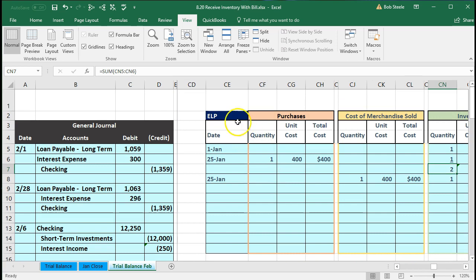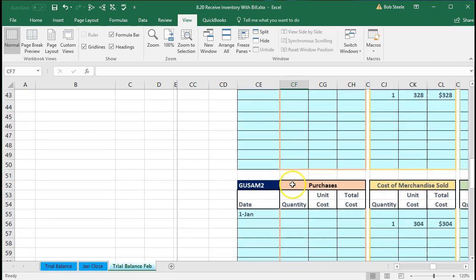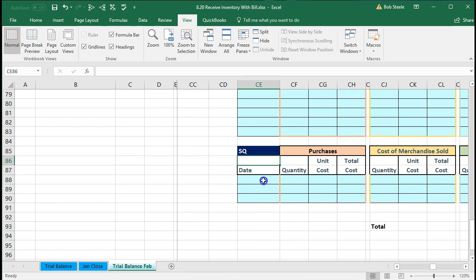We're labeling each guitar and tracking each guitar. We have an SQ guitar. I believe this is a new guitar type. So we're going to scroll all the way down to the bottom. And here we are. This is our new area. It's in CE88. We're going to put the date of 2/14.